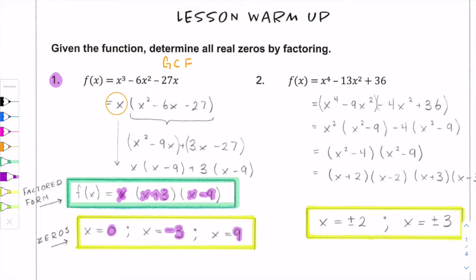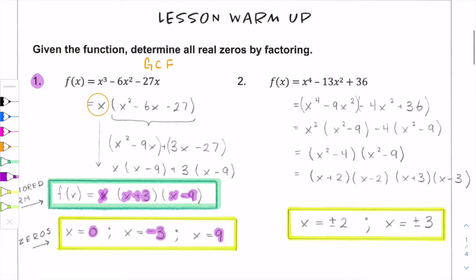Okay, take a moment and complete these 2 factoring problems. Make sure you get the same answer as me, especially on number 2. And we'll go over the remaining set of notes in just a moment.